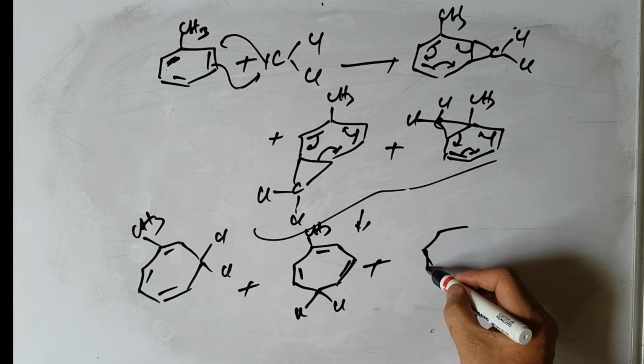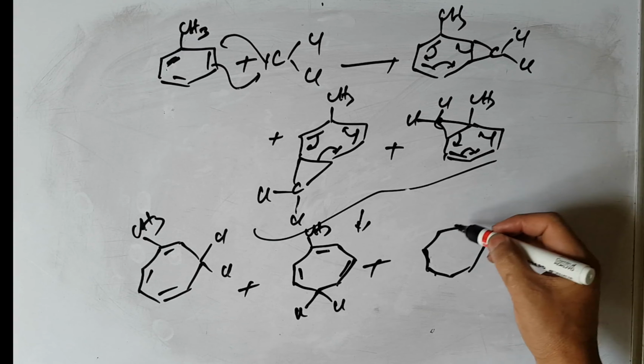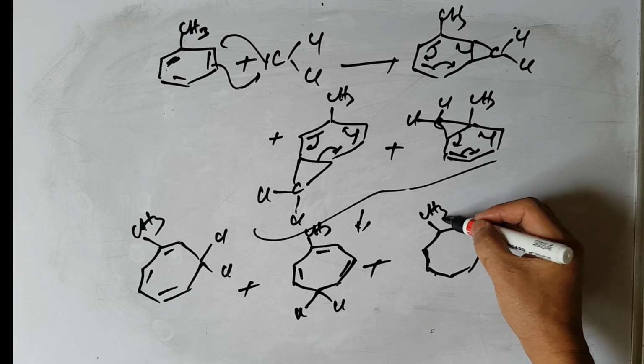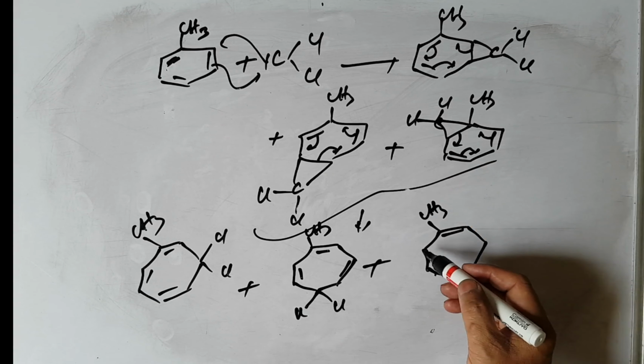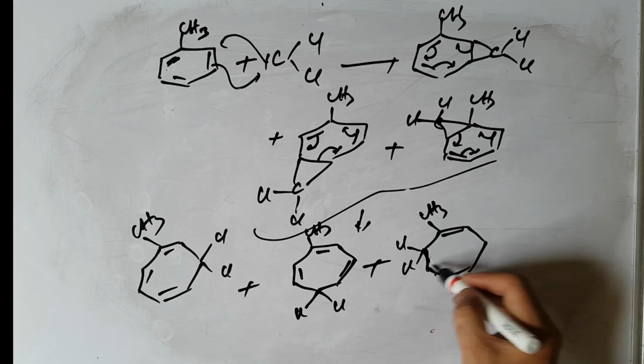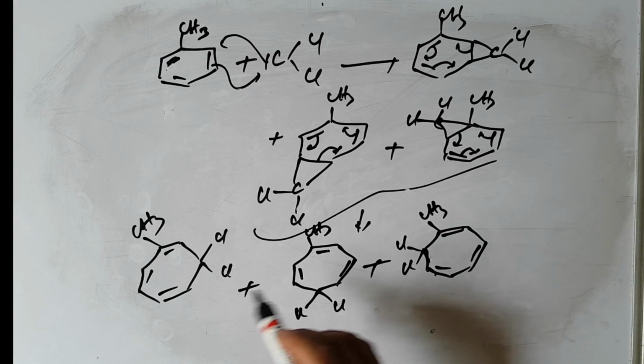Let's say a six-membered ring. Yes, there's a methyl group here. So now here the same, one methyl group. Now the double bond should be here. Okay, Cl Cl Cl Cl. So here like this. So we got three products like this.